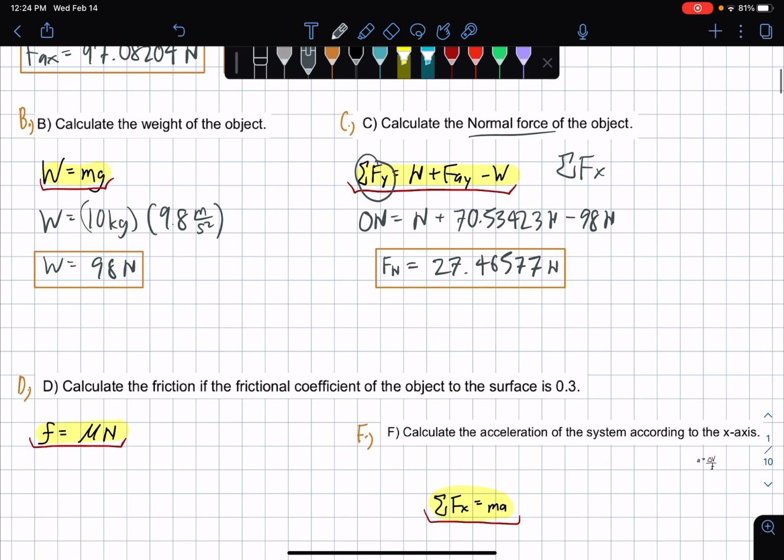Let's see if I have it correct so far. Where is my... I believe it's this one. My review were for... maybe not that. This one. Okay, 27, correct? Yeah, so far so good.